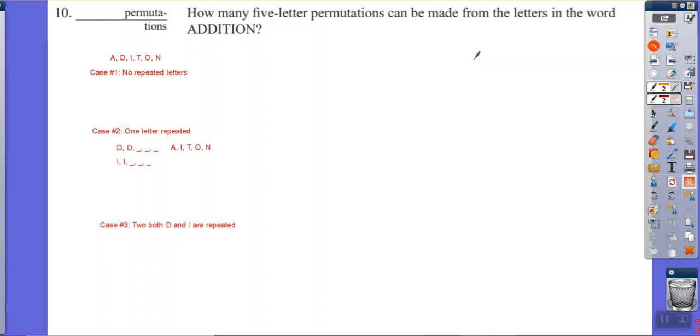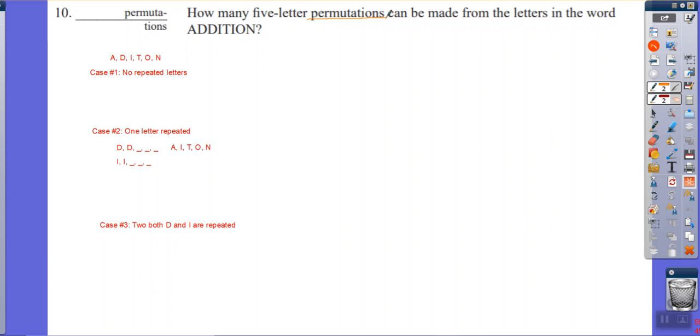All right, so number 10 on the team round, 2018 MATHCOUNTS. Here we go. How many 5-letter permutations can be made from the letters in the word "addition"? Now, before we get started, we need to make sure we understand what a permutation is.